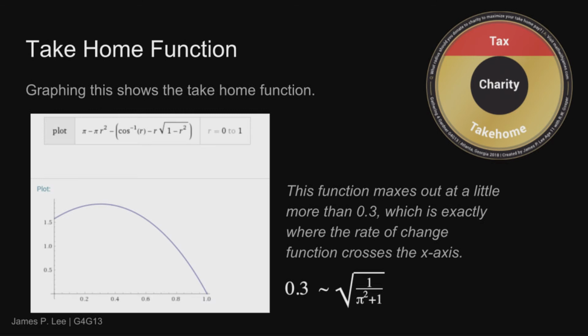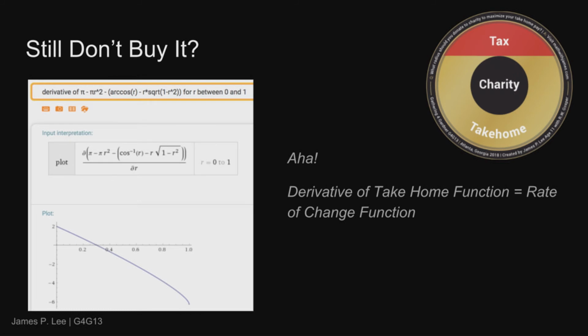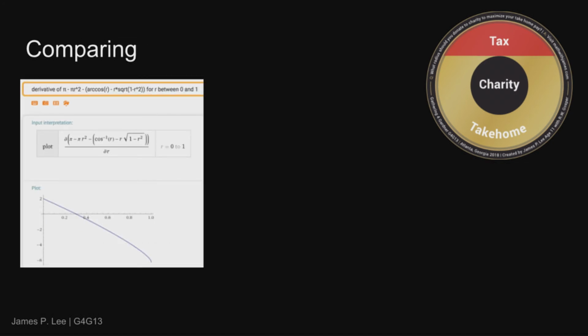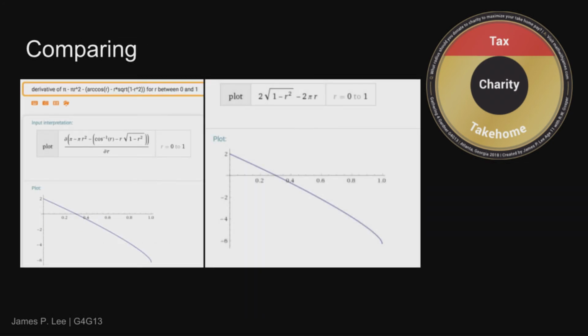So graphing this function shows this, and this function peaks out at the exact same place that the other graph hit the x-axis. And there's another way of showing this. If you graph the derivative of the function I just calculated, then you can compare it with the other graph, and they're the same graph.